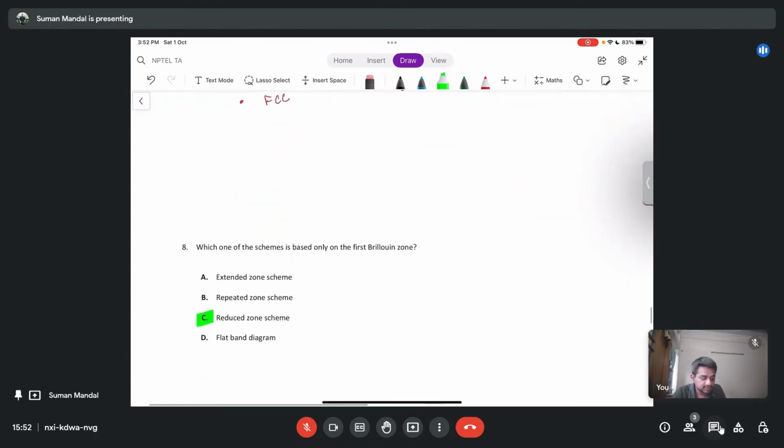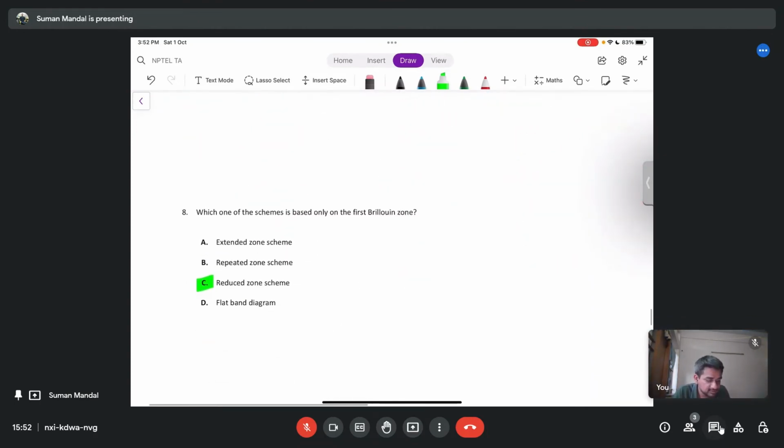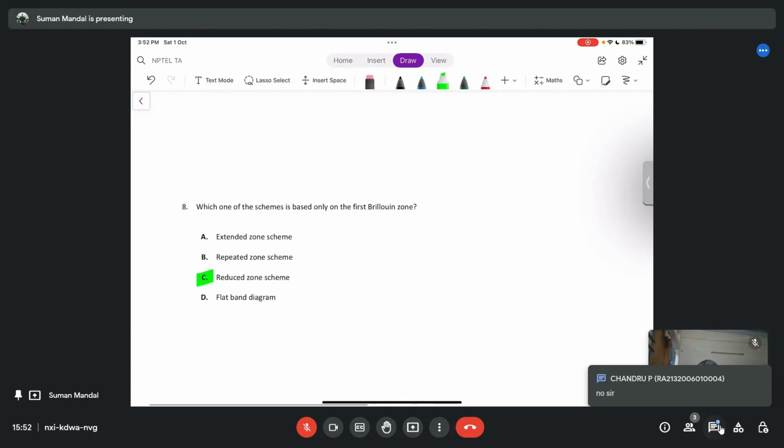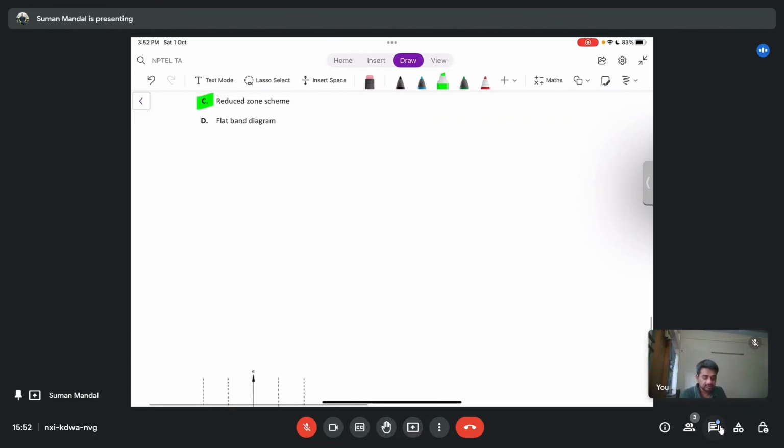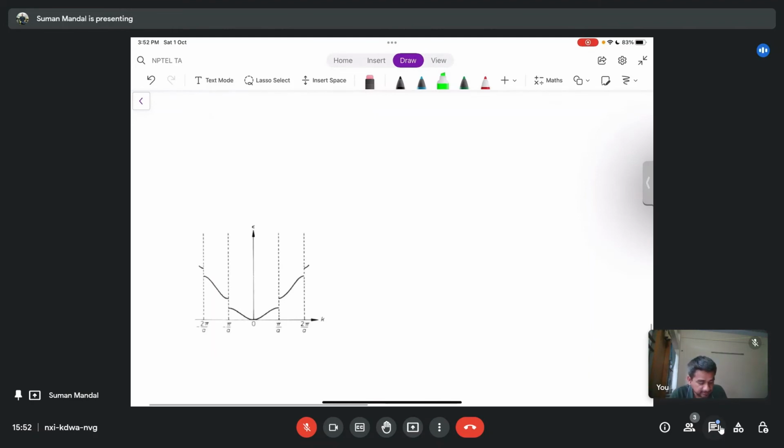Do you have any questions from any of the previous questions? Any doubts or anything? You can ask me if you have. Okay, thank you. So these are what the zone schemes look like. This is called the extended zone scheme.